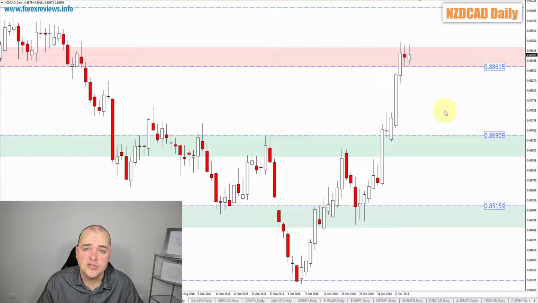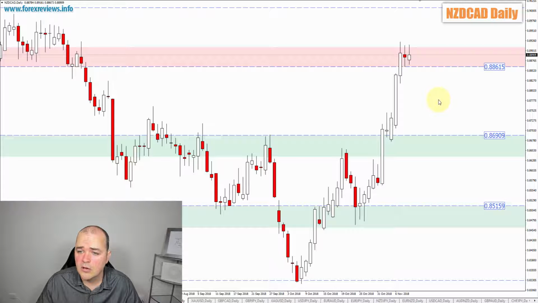The next pair to cover is New Zealand CAD, and I'm on the daily chart. On New Zealand CAD this week, what I'd like to highlight is two important areas. However, before I get into what two areas I want to mention, how price moved on this market last week. Last week, New Zealand CAD broke above the 86.90 zone area, and price moved all the way up from that area to the 88.61 zone area. So New Zealand CAD was another strong moving New Zealand market. And like I mentioned on New Zealand USD, this was because of that better than expected employment figure coming out last week.